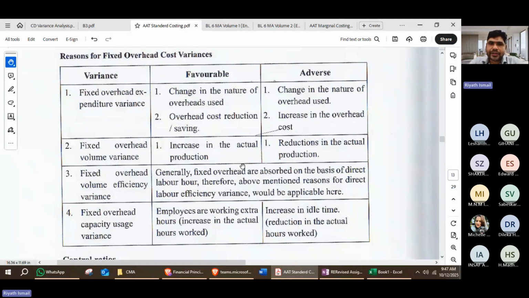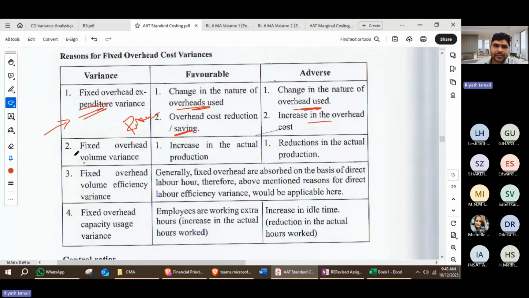Right. Reasons for fixed overhead cost variances. Fixed overhead expenditure variance. What is the cause of that expenditure variance? The favorable: changes in nature of overhead used, overhead cost reduction or savings. So that's the reason for overhead expenditure variance. This is based on the rate differences. Adverse: changes in the nature of overhead cost used and increase in overhead, because this is the overall expenditure, right?